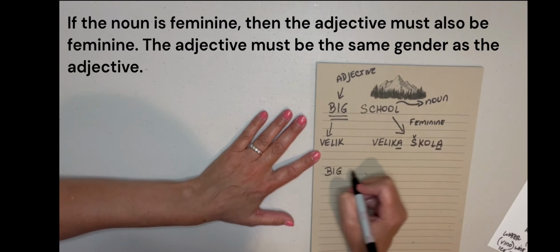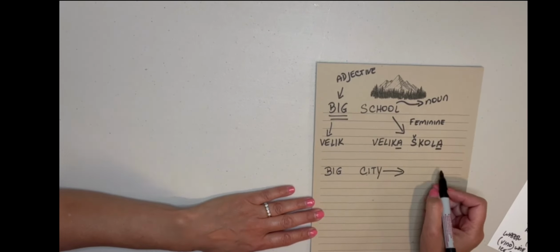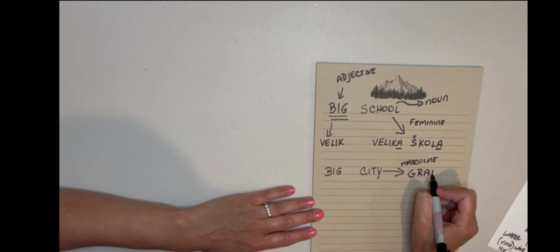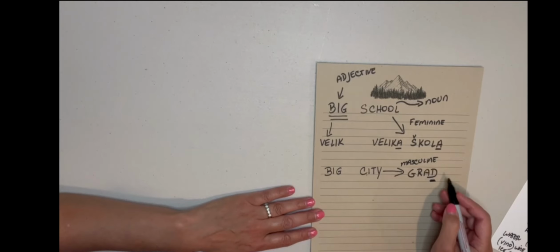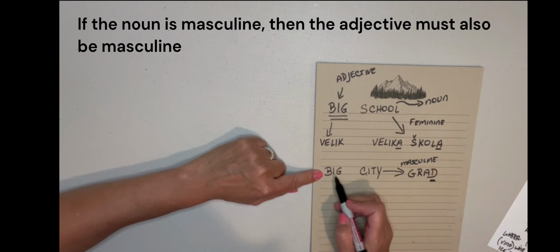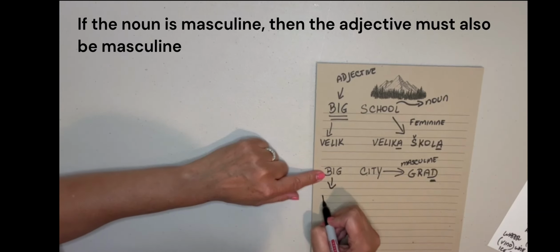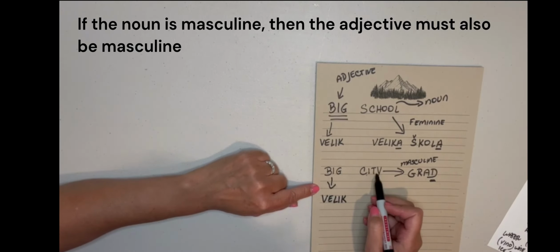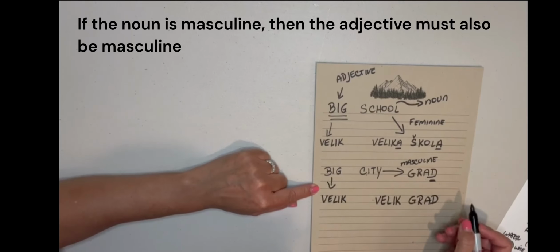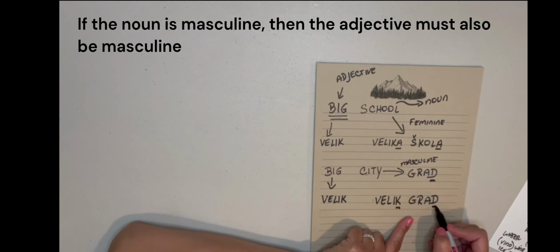If I wanted to say a big city, City is a masculine noun. The word for city is grad. I know that this is a masculine noun because it ends with a consonant here. Now, the adjective big needs to also be masculine. The word for big is velik. So to say a big city, I would say velik grad. So there is a consonant that ends with my adjective and a consonant ending in my noun.